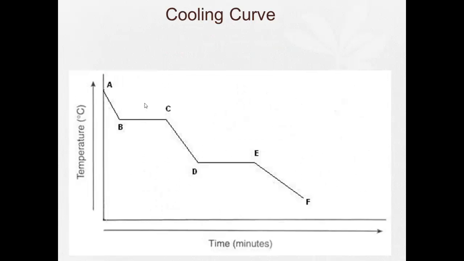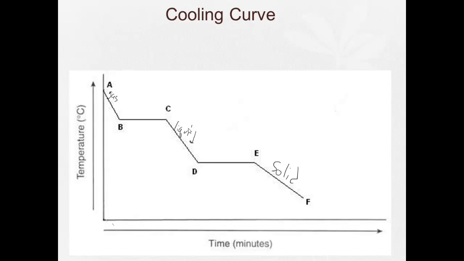Okay, so now a cooling curve is just everything going backwards. So here, we're allowing this to cool, or we're removing heat at a constant rate. All right, so we can still label everything the same. It's starting off as a gas, then it's becoming a liquid, then it's becoming a solid. All right, so now we think of the phase changes while cooling.